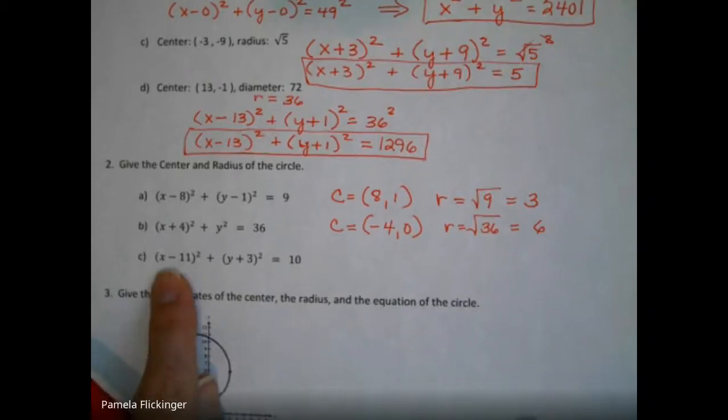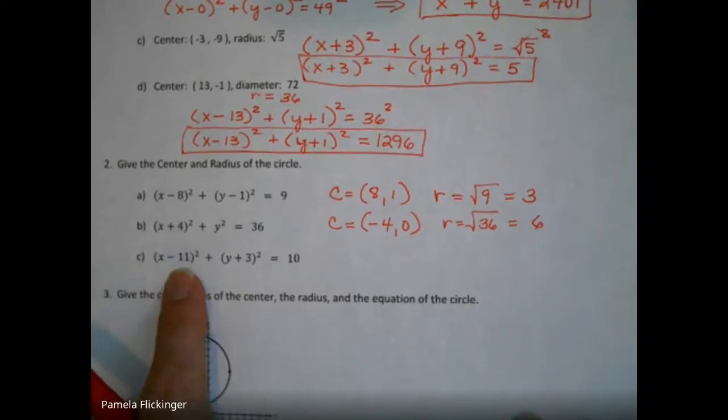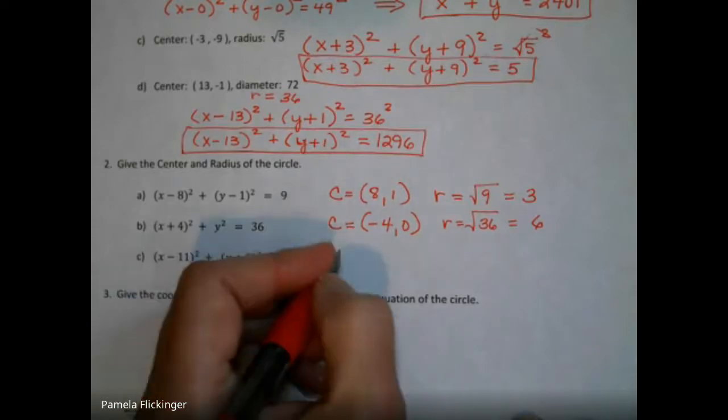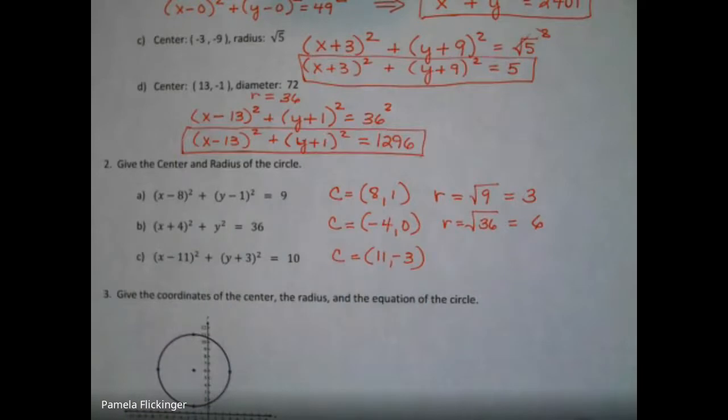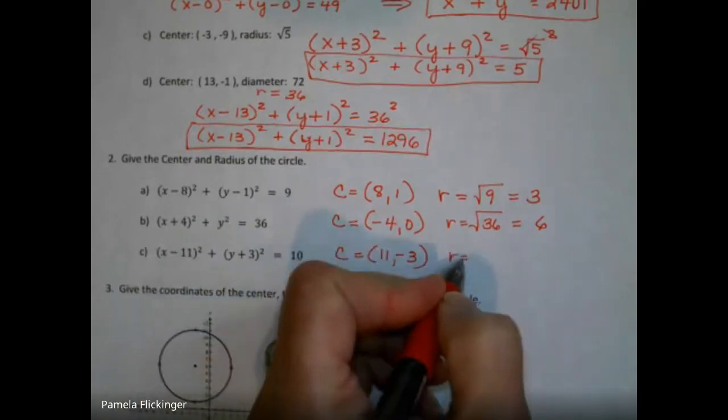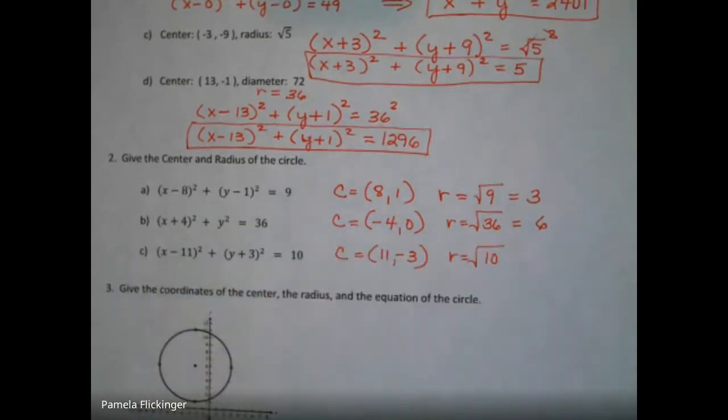C, again, think opposite. So it's going to be +11, -3 for my center. And then the radius is the square root of that number. Square root of 10 is not a perfect square. If you can reduce that radical, you would, but we can't, so we're going to leave it just like that.